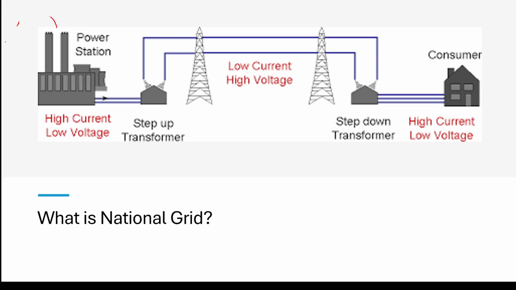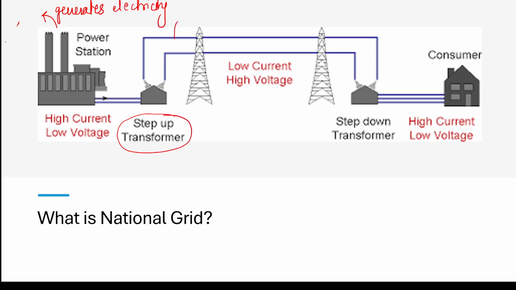So what does this power station do? It generates electricity either using a windmill or nuclear power plant or a solar power plant or by burning coal, renewable or non-renewable resources of energy. So the power station generates electricity, and then next to the power station is a step up transformer.